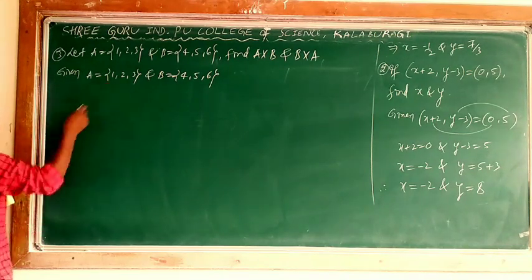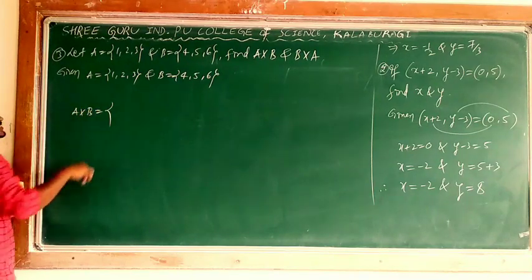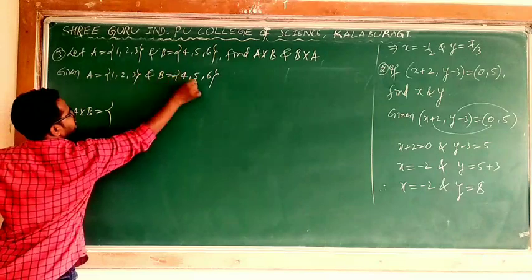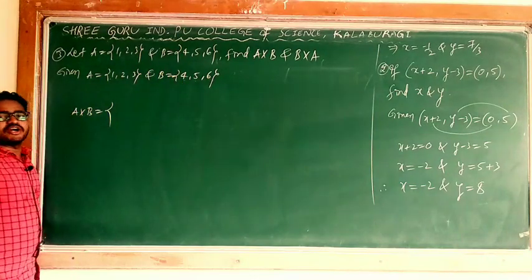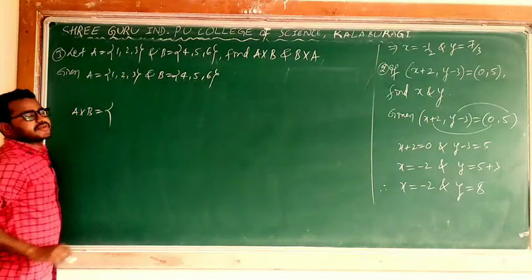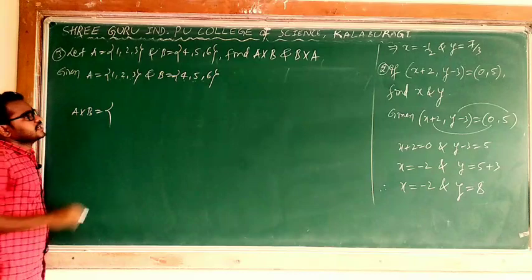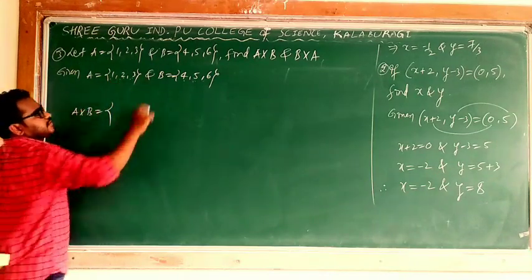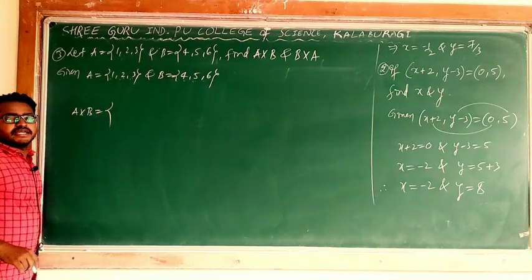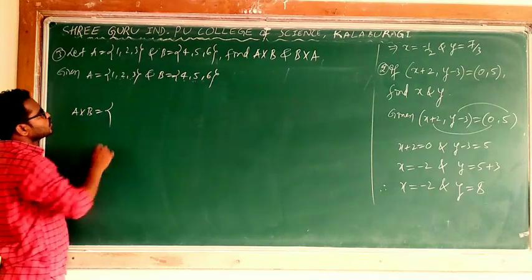I can find out now A cross B. What is A cross B? Collecting these elements, I can say 1 with 4, 1 with 5, 1 with 6, 3 ordered pairs. 2 with 4, 2 with 5, 2 with 6, another 3. 3 with 4, 3 with 5, 3 with 6. A has 3 elements, B has 3 elements, 3 into 3. How many ordered pairs will we get? 9 ordered pairs. What are those?